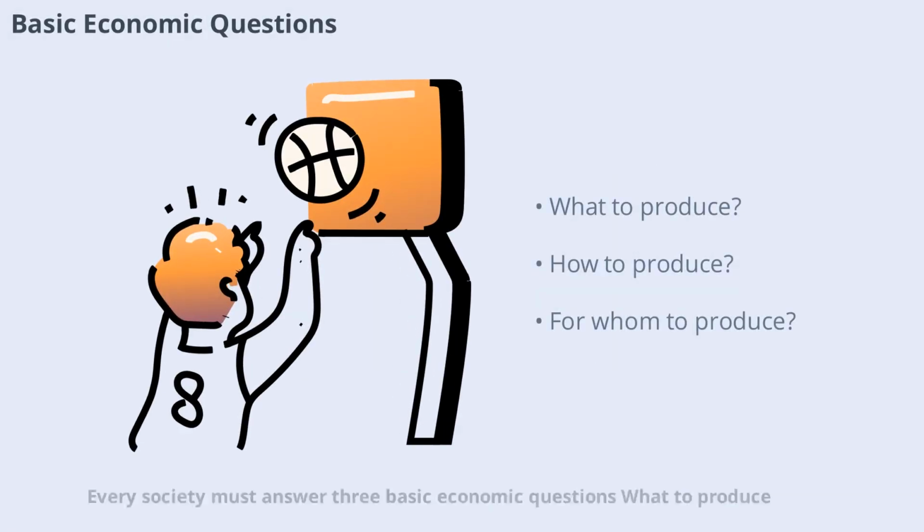Every society must answer three basic economic questions: what to produce, how to produce, and for whom to produce. These questions help determine how resources are allocated and who benefits from economic activity. The answers vary depending on the values, resources, and priorities of each society. Understanding these questions is key to grasping how different economic systems function.